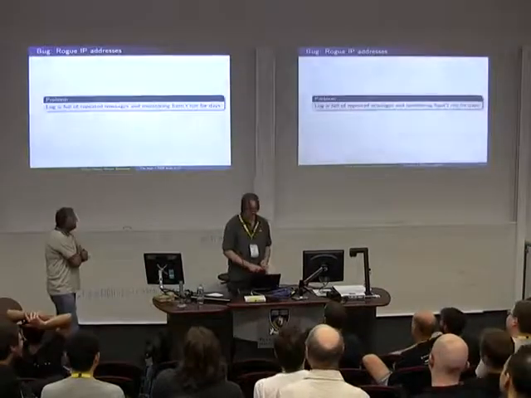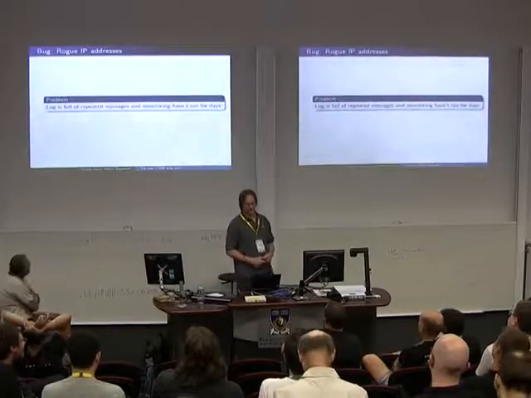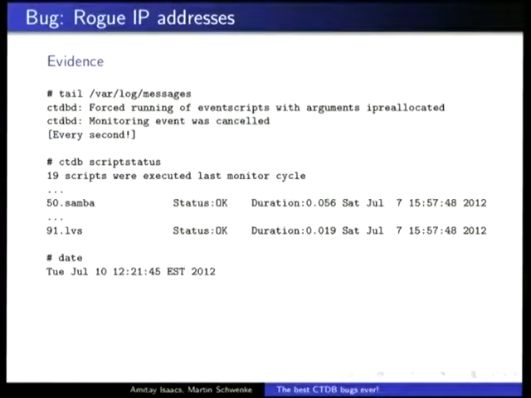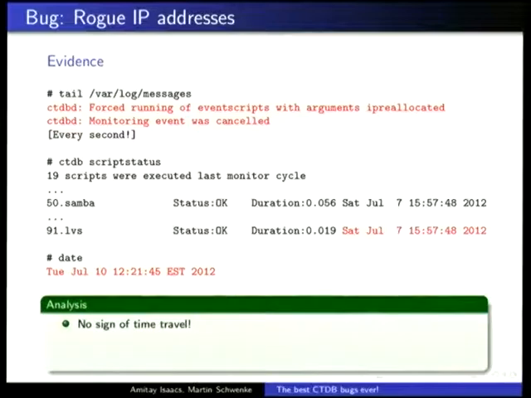Okay, the log is full of repeated messages and monitoring hasn't been run for days. We get this in the logs on some node every second. We also see that monitoring event has been cancelled. That's bad. That means if Samba goes away or an interface goes away or somebody pulls out a network cable, we don't notice. In this case, monitoring hasn't been run for days. And the first question is, has there been time travel? No.